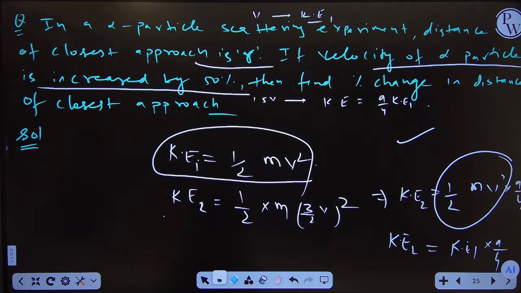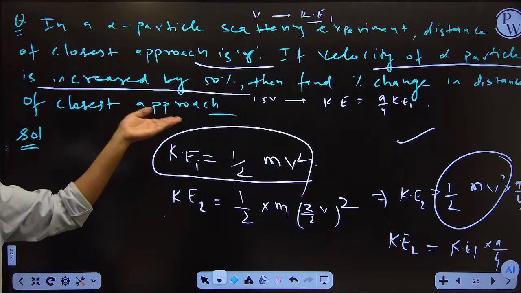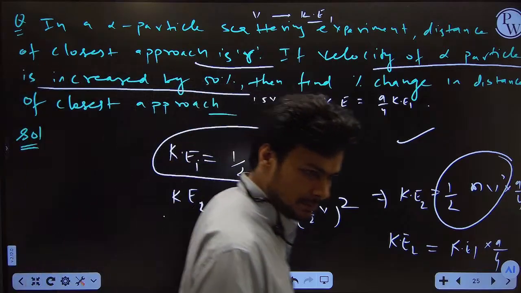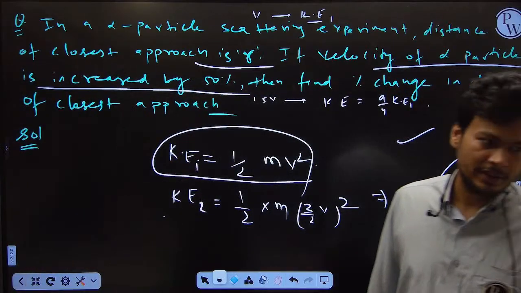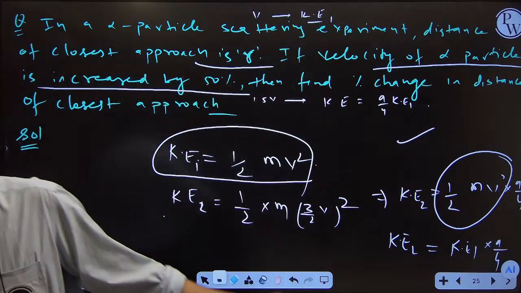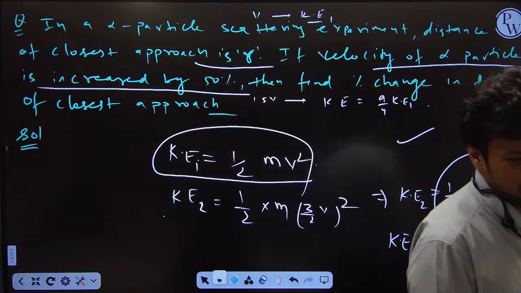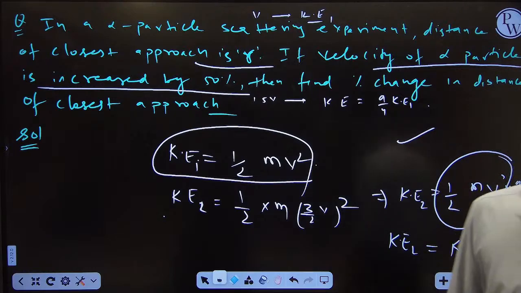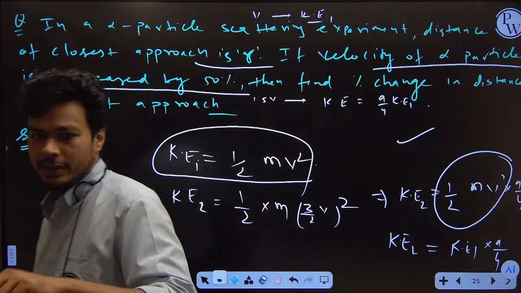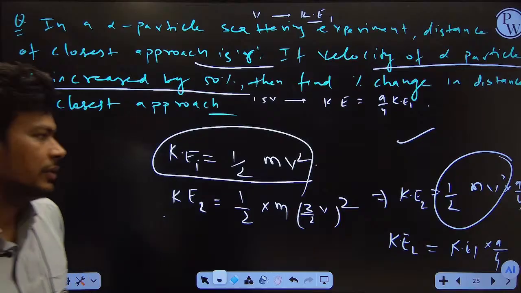So from this you can find the new R, and then just R1 minus R2 by R1 into 100, right? Because this will be lesser. R is inversely proportional to kinetic energy. We have increased kinetic energy, so R will decrease. Or you can take mod, whatever.